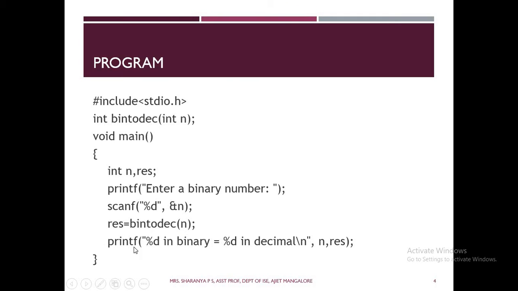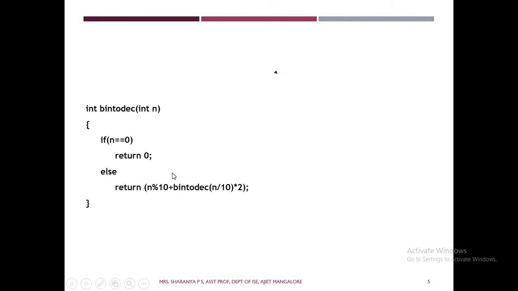After computation, in the final printf statement, we are printing the number as well as its corresponding decimal value, that is %d in binary, meaning this is in a binary format. Its corresponding decimal value will be printed. Now let us try to understand the major logic we can build to convert any given binary number to its corresponding decimal value.